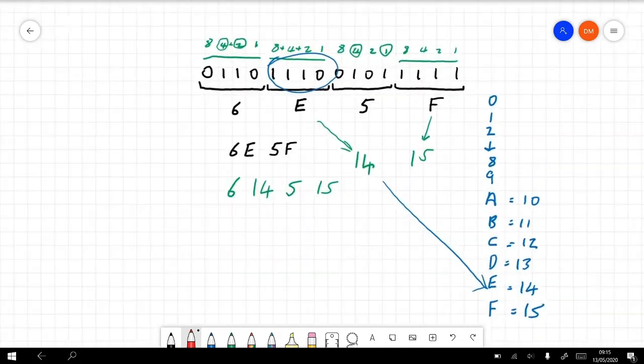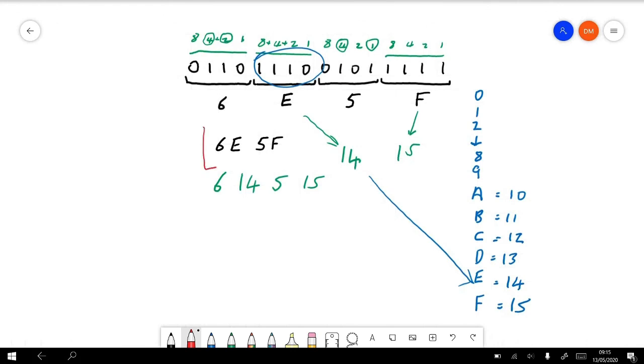A lot of students write in the exam that because they've written 6E5F, it's taking up less space on the computer. But it isn't really, because 6E5F is just a translation of the binary that is really being stored.